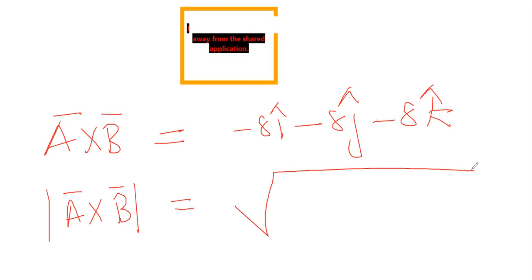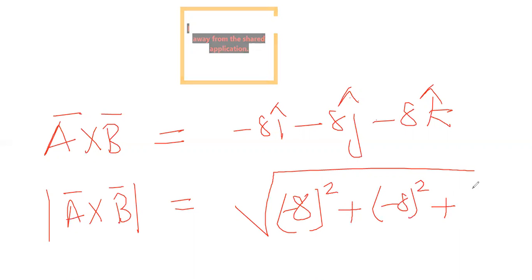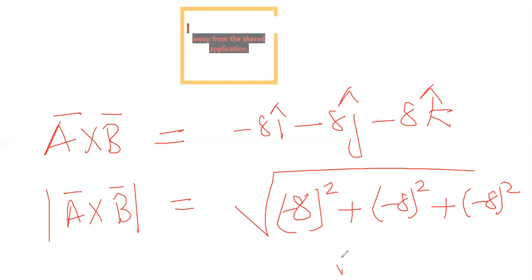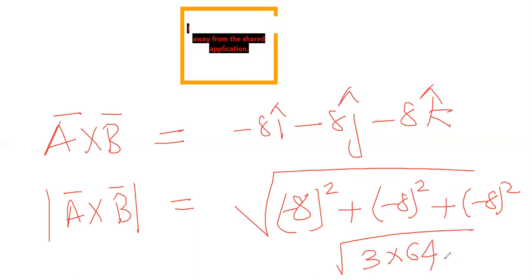So what is magnitude? Root over the i component squared, j component squared, k component squared. So minus 8 squared, so that you understand every step I'm writing. Minus 8 squared again, and here minus 8 squared. Luckily it is like that. Not always will minus 8 come. It may come anything else, 2, 3, 4 or any number. So what is the answer? 8 squared is 64, 64, 64. So it is root of 3 times 64. I hope 64 has a root. So 8 root 3 is the answer.